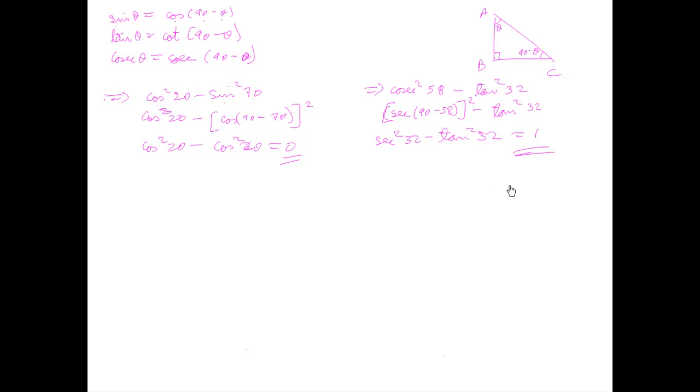In heights and distances, children, remember, they'll always give us where the person is, the horizon of the person. And then if he sees up, it'll be angle of elevation, children, like a bird or a plane in the sky or a cloud.